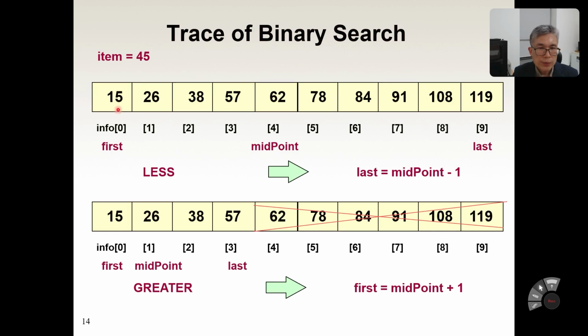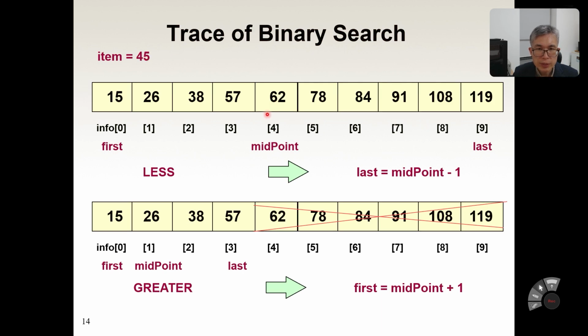You can see the array values are sorted in ascending order, 15, 26, increasing values. The item we want to find is 45. We use two variables, first and last. First is the index of the first element; last is the last of the searching space. We can calculate the midpoint: first plus last divided by 2. So 0 plus 9 is 9, divided by 2 is 4.5, so we round down to 4. So the index is 4.